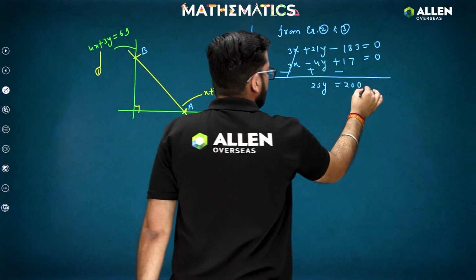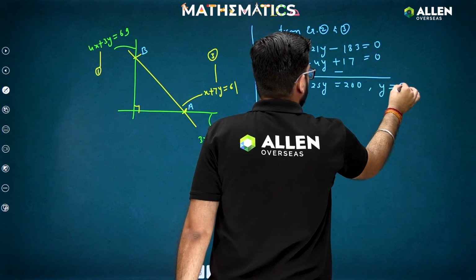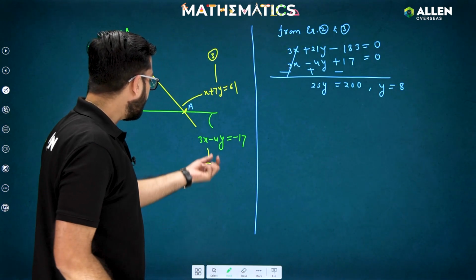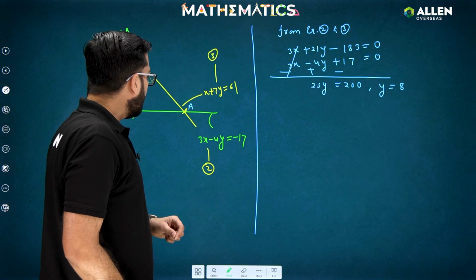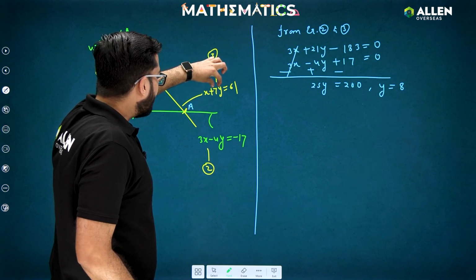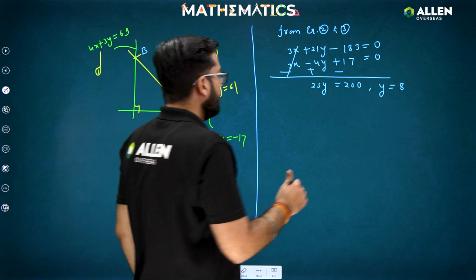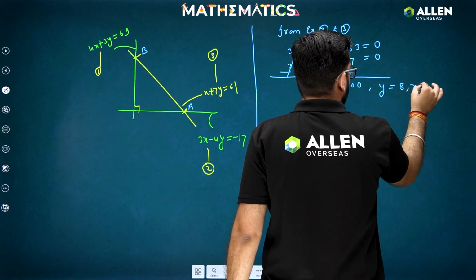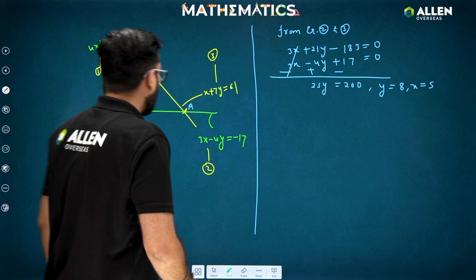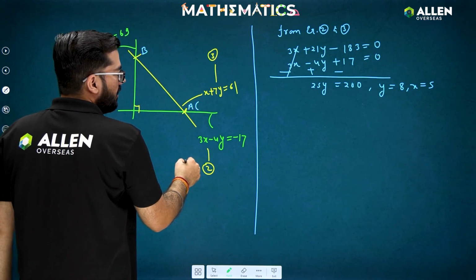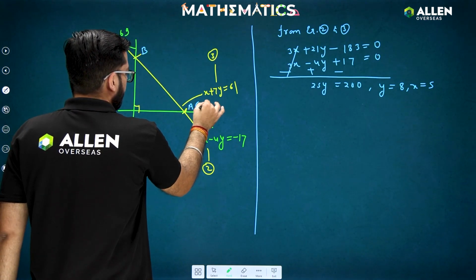After solving this, you will get y as 8. Once you put y equal to 8 here or there, you can put it anywhere, I am going to put it here. So you will get 56, and 61 minus 56 gives 5. So x you will get 5. Now congratulations, you have the coordinates of A, that is 5, 8.